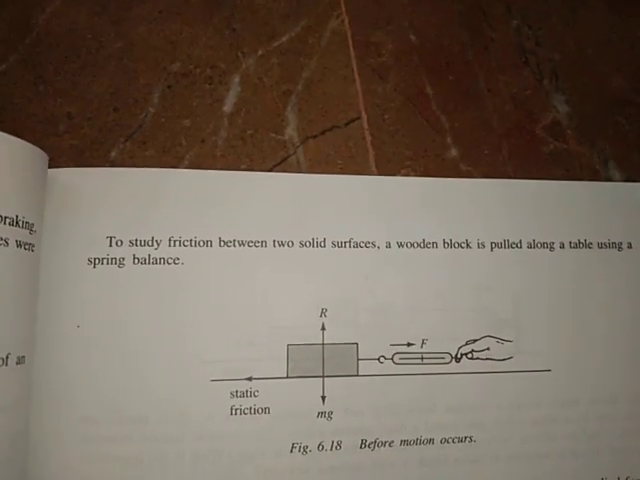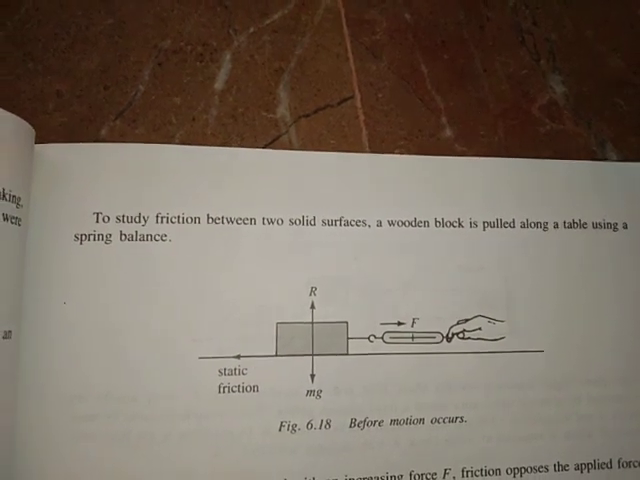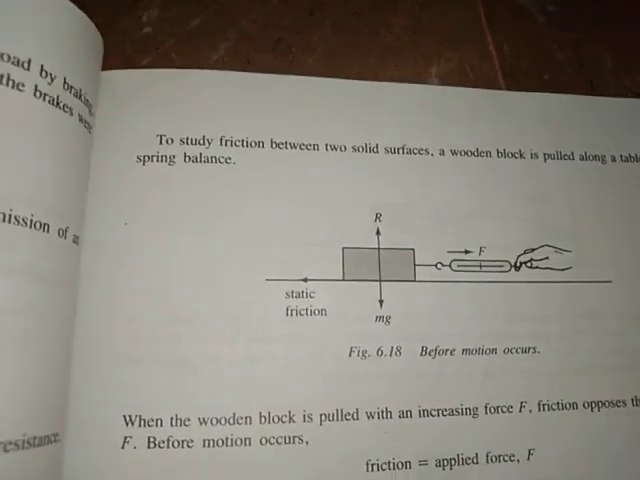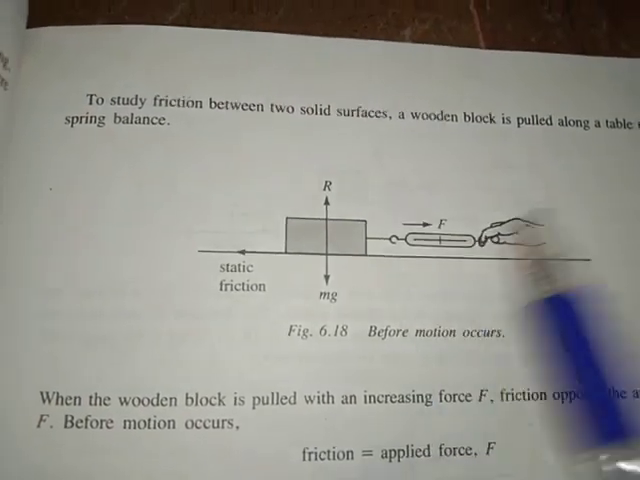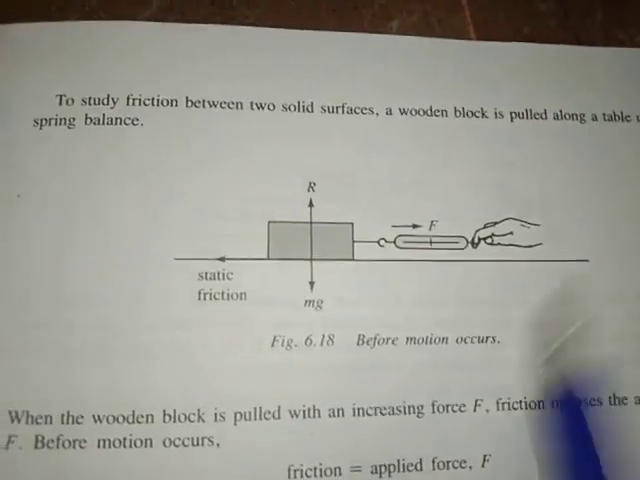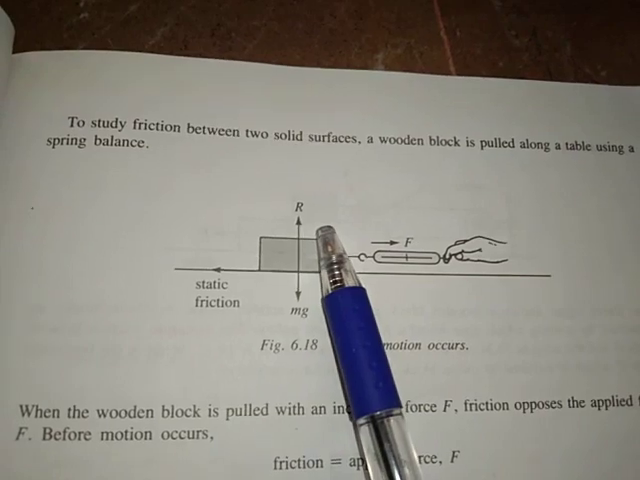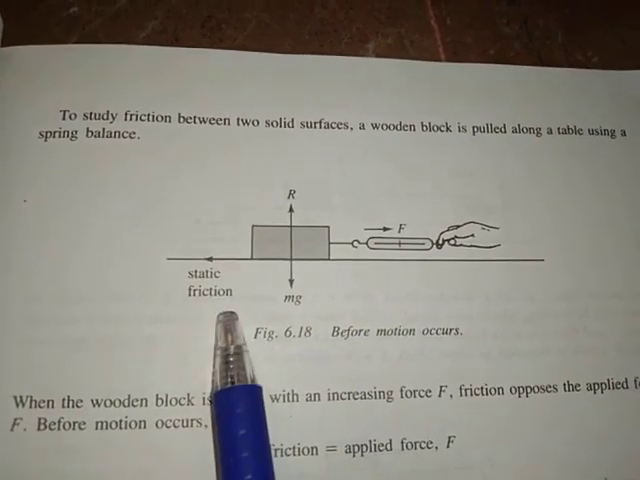To study friction between two solid surfaces, a wooden block is pulled along a table using a spring balance. Figure 6.1, before motion occurs. There is an object, R is the resultant, weight is mg, and a force is applied to it. Static friction.